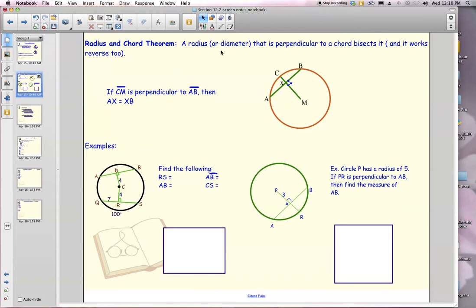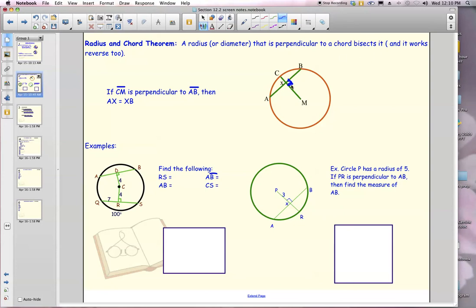All right, the last thing that we're going to talk about is called the radius and chord theorem. It's the relationship between the radius drawn in a circle and a chord drawn in a circle. It says if you draw a radius so that it is perpendicular, so that it makes a 90-degree angle with the chord, that it bisects the chord.